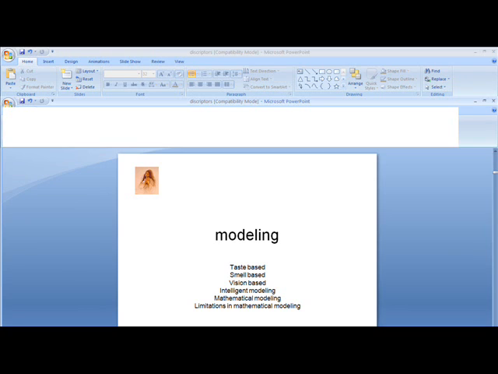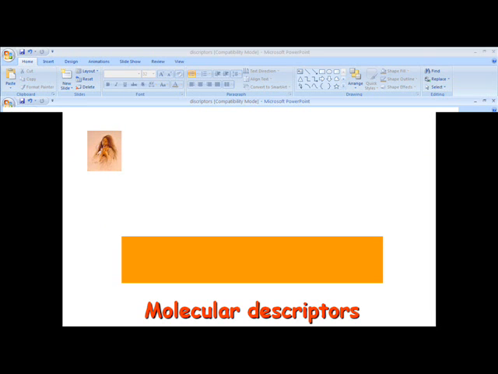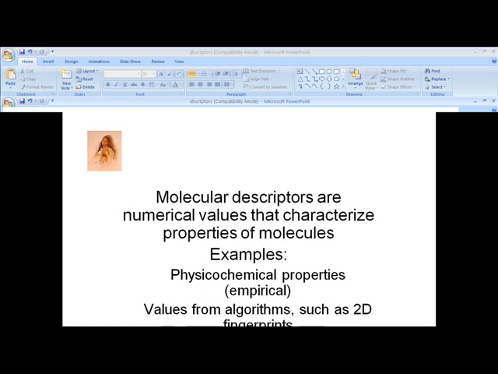For example, if there are a large number of properties for a compound, we used to call them descriptors. Among those, if a particular descriptor is responsible for the classification, if a particular parameter is responsible for the classification, then that descriptor can be considered as a classifier.